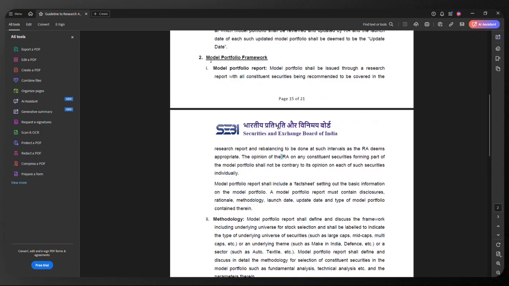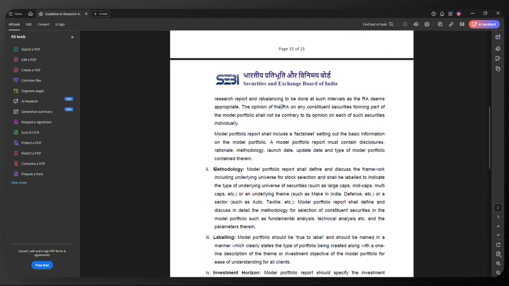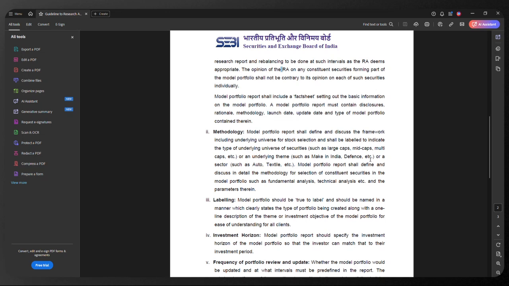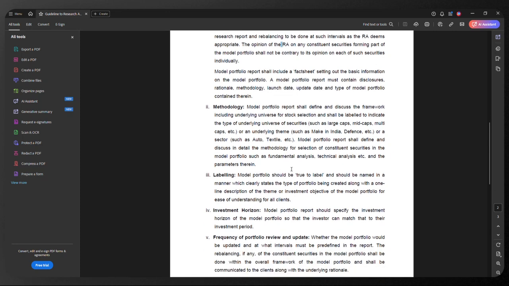Another point which the model portfolio framework will have is the clear definition of methodology, on what basis you are selecting the stock. It could be anything. It could be your growth portfolio, it could be momentum based, it could be sector based, it could be theme based, whatever it is. Right. So like Make in India portfolio, defense portfolio, auto portfolio. So a couple of examples are already given in this. Right. And security selection criteria has to be there. That is the methodology, whether you are selecting on the basis of fundamental or on the basis of technical analysis or anything else that you are using.